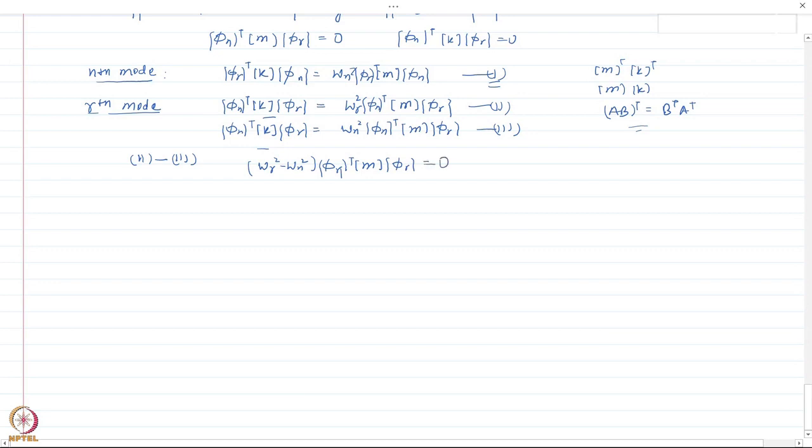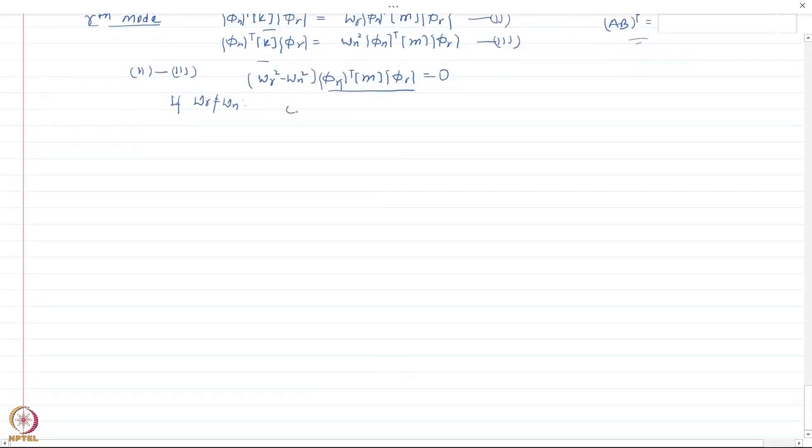Now we have said that these two are different modes. So if omega r is not equal to omega n, then this term would be equal to zero. So phi n transpose M phi r is equal to zero, and this is basically the orthogonality condition.